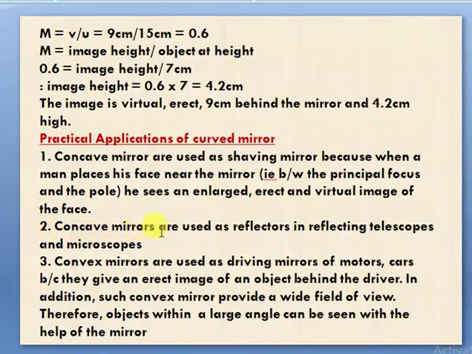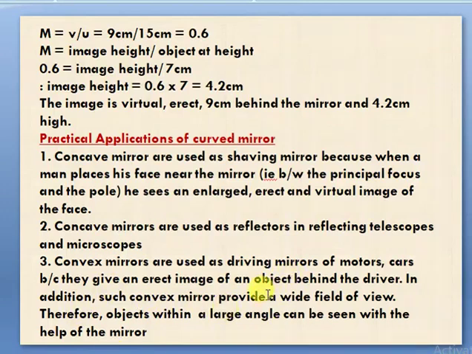Number 2, concave mirrors are used as reflectors in reflecting telescopes and microscopes. Another one used is that convex mirrors are used as driving mirrors of motor cars. We all know that we use them as driving mirrors because they will give an erect image of the object behind the driver. When you are driving, you look at the mirror in front, you'll be seeing the object at the back. But in addition, such convex mirrors provide what?